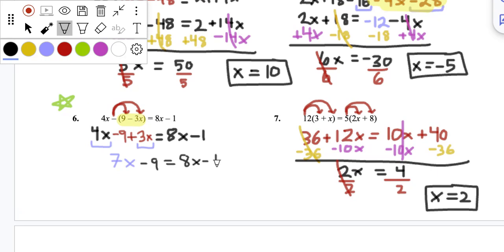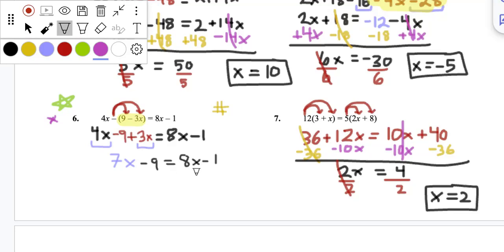Okay, next up, our next step is to get x's on the left side, if you choose that side. And then we want to have our numbers on the right side. So if I move my 8x to the left or my 7x to the right, carefully, right? You'll have to move the numbers to the opposite side.